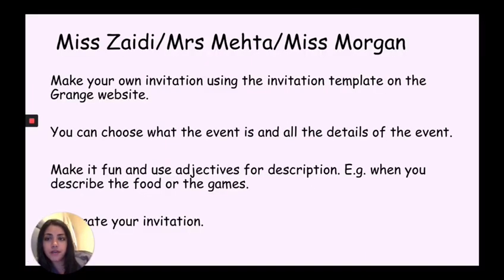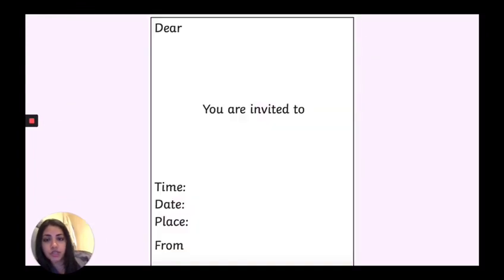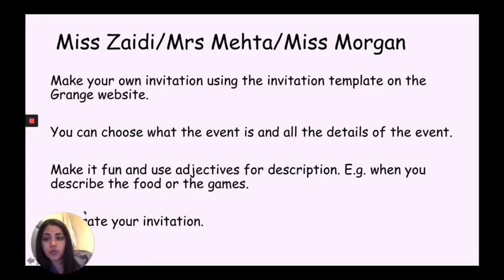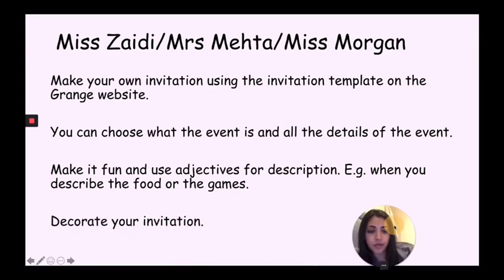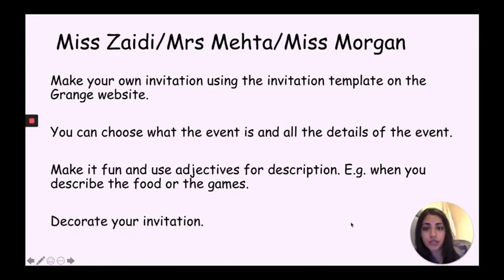So if you're in my phonics group or Mrs. Mehta's or Miss Morgan's phonics group, you're going to be making your own invitation using the invitation template on the Grange website, which looks like this. You'll be able to find it on the website. You can choose what your event is. So if you're doing a birthday party, you can choose what kind of party you want to have. And you're also going to choose all the details of the events. So what the games might be, what the music will be like, maybe something else that you'll be doing, what you might be eating. All of those details you can decide because it's your party.